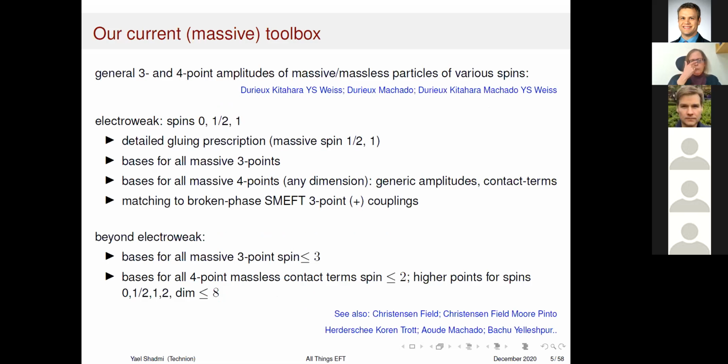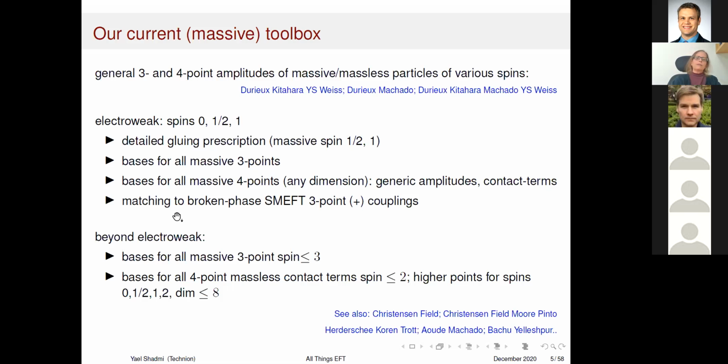So just before we start going into details, I want to sort of give you a very broad picture of what's the current toolbox that we have for these massive amplitudes. So we have general 3- and 4-point amplitudes of massive and massless particles of various spins. In particular, for the Electroweak theory, we have everything that we need, 3 points and 4 points for the spins that we have in the Electroweak theory. We have a detailed prescription for how to glue together amplitudes. And as I said, basis for all the massive 3 points, basis for all the massive 4 points. And these are bases that span either generic amplitudes or contact terms only.